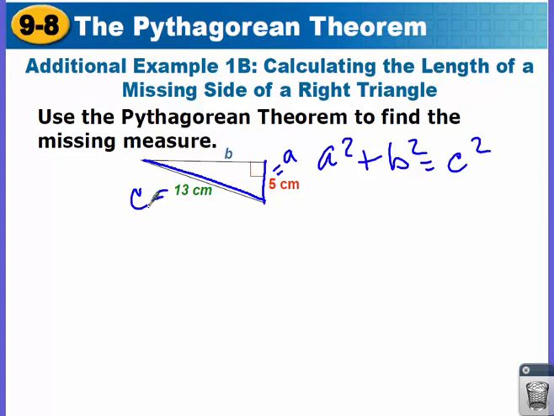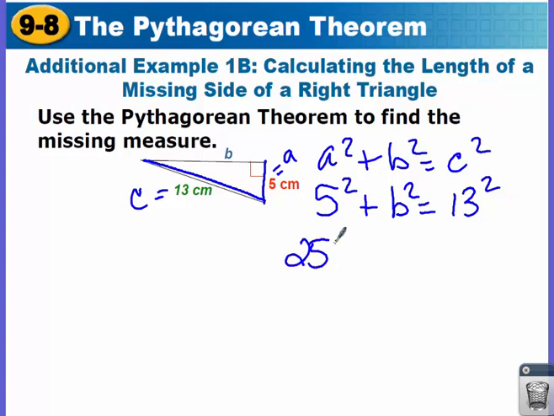Okay, so I'm going to plug in my values. So 5 squared plus, I don't know B, so I'm going to leave that as B squared, and I know C is 13, so I do 13 squared. So now I do my math. So 5 squared is 5 times 5, so I know that one. I don't need a calculator for that. 25 plus B squared equals, well, 13 squared is just 13 times 13, and I know what that is also. That's 169.